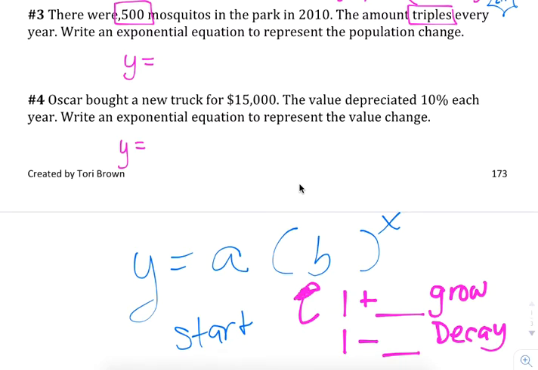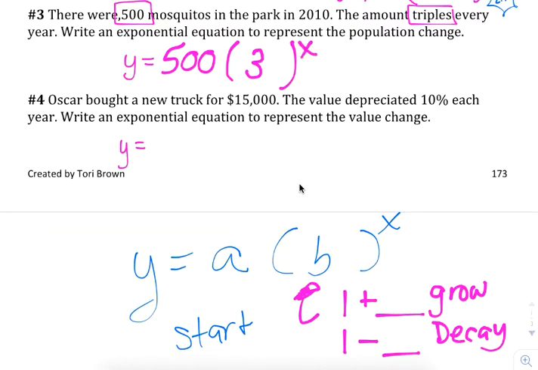All right, so let's look at this first one. It says there are 500 mosquitoes in the park in 2010. The amount triples every year. Well, triples is easy. Triples just means 3, right? Write an exponential equation to represent the population change. Well, what's my starting? What's my initial value? 500, yep. What am I multiplying by every time? Triple means times 3. And I raise it to the x. Done. That's all we're doing.